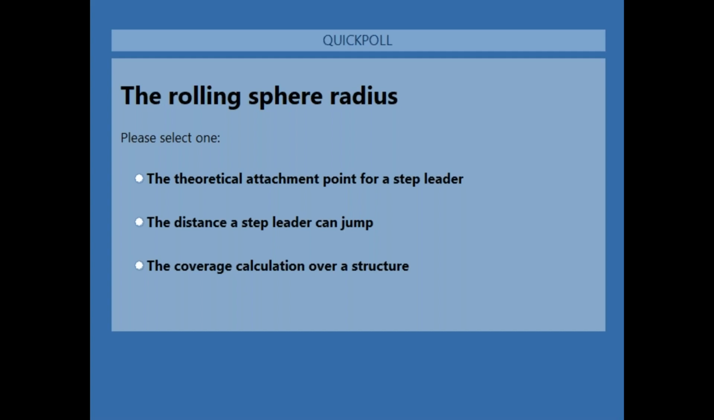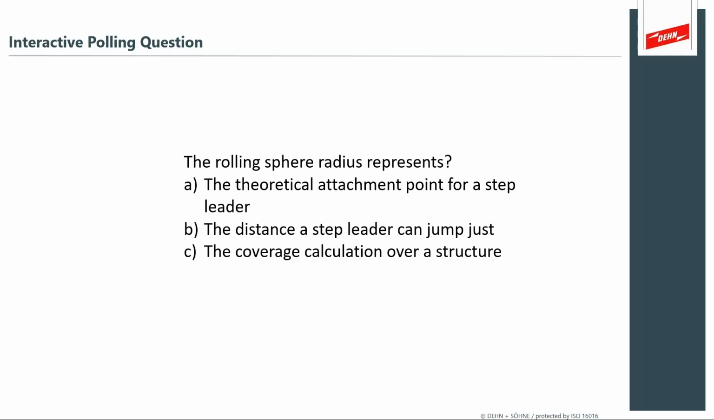But I'd like your impression of the rolling sphere radius. It represents A, the theoretical attachment point for a step leader. The rolling sphere represents the distance a step leader can jump. The coverage calculation over a structure. So, and I know it sounds a little muddy, I just want your impression of what you think is the most appropriate answer of what the rolling sphere radius represents. And it'll help us drive our discussions.